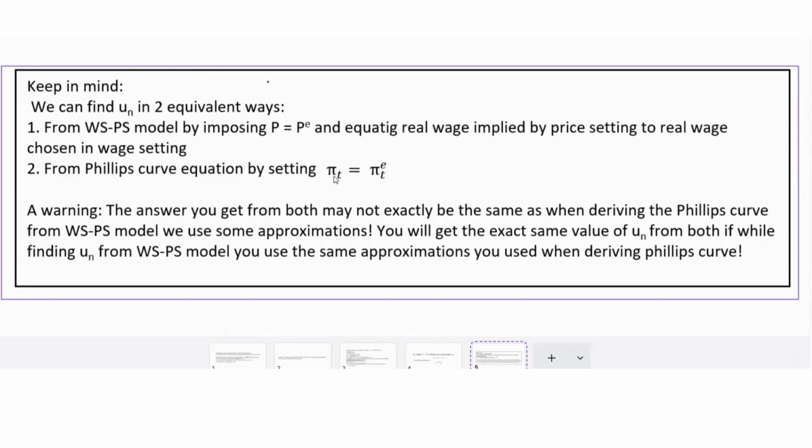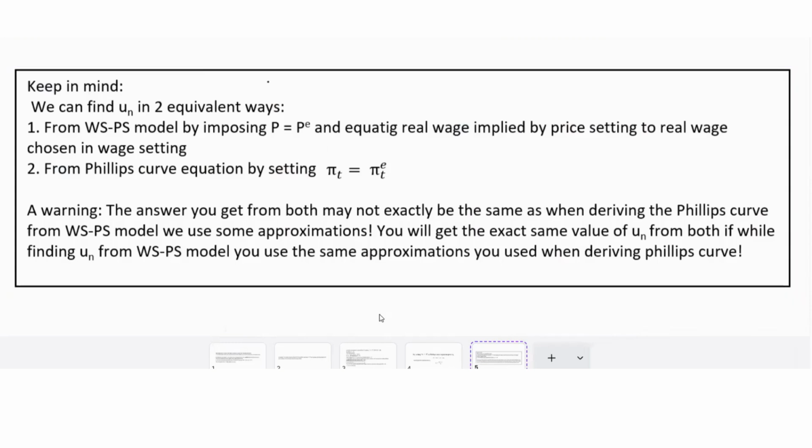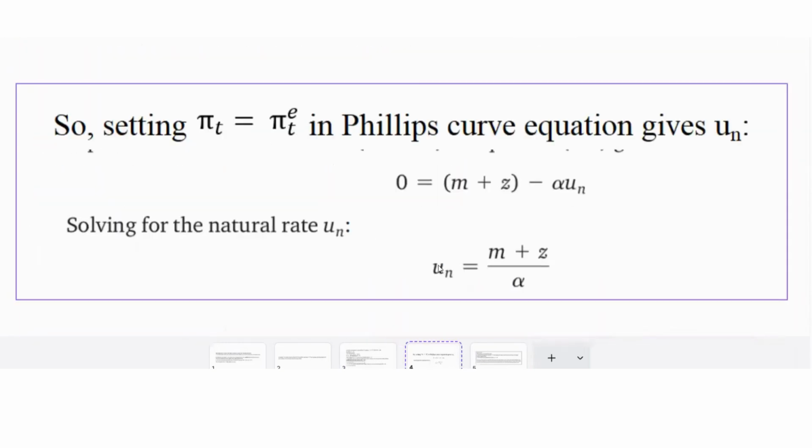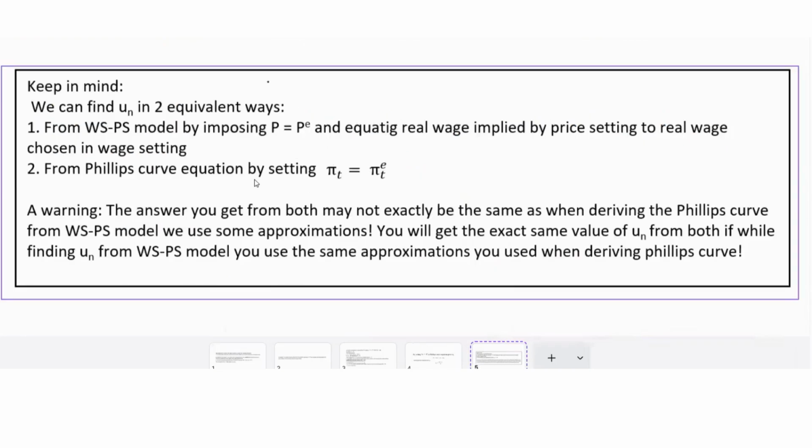These are two equivalent ways to find the natural rate of unemployment, and we saw why. When you set pi t equal to pi e t, you are already satisfying Pt equals PEt. Similarly, the WS equals PS condition is embedded in the Phillips curve by construction, because we derived it from the labor market equilibrium. So we're satisfying the part where WS is equated to PS as well.